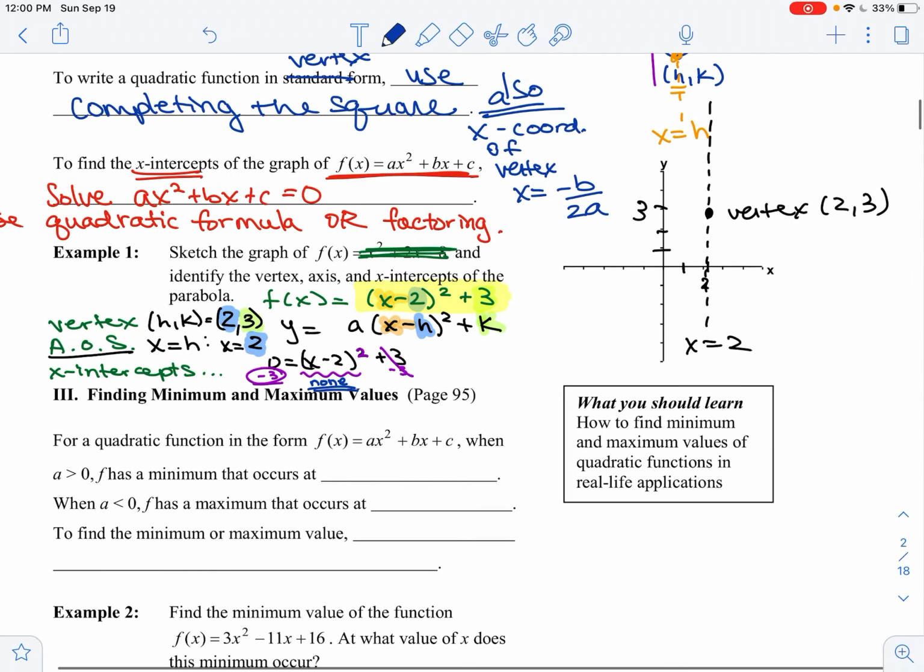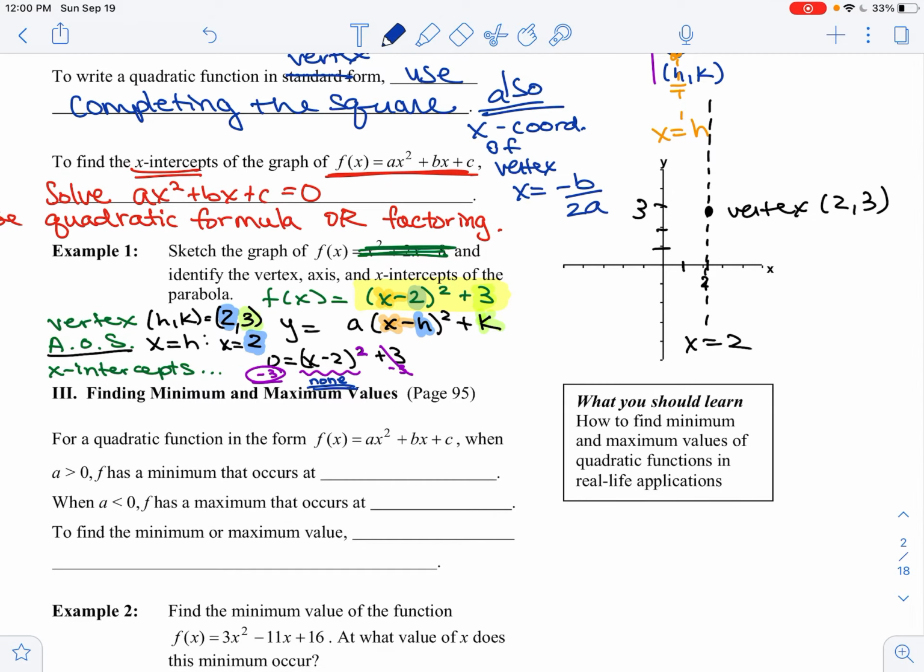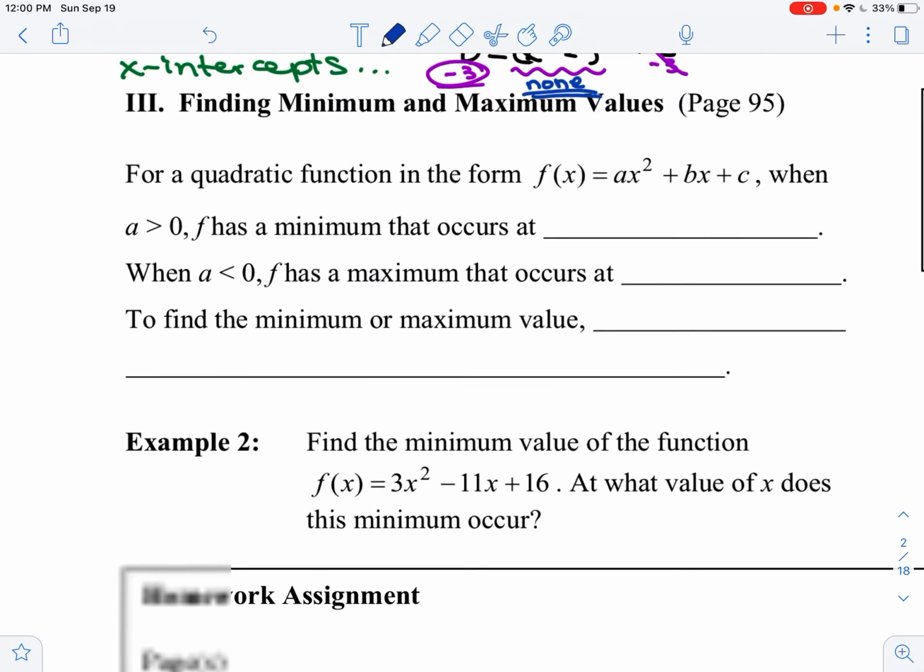Because if we go back and look at our graph, we saw that the a value, there was nothing there, but there's this invisible 1. It's a positive 1. So if a is a positive 1, then we know it's smiling. If I know it's smiling from my vertex, it's going to go up. So it's not going to cross the x-axis, which is why there are no x-intercepts. So it works graphically and algebraically.